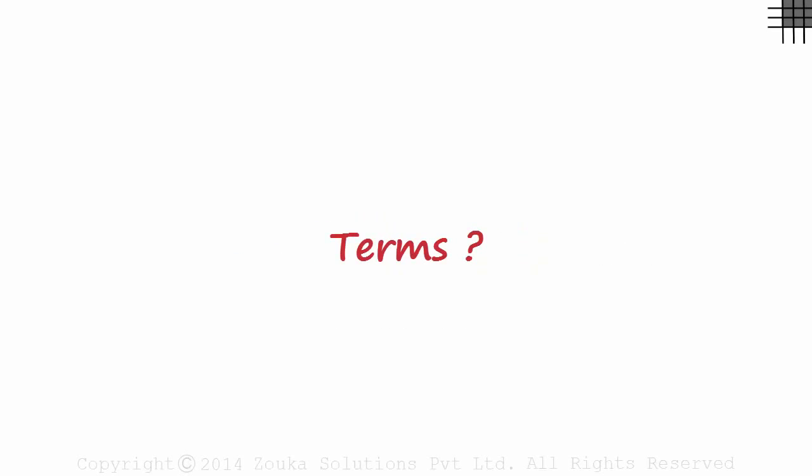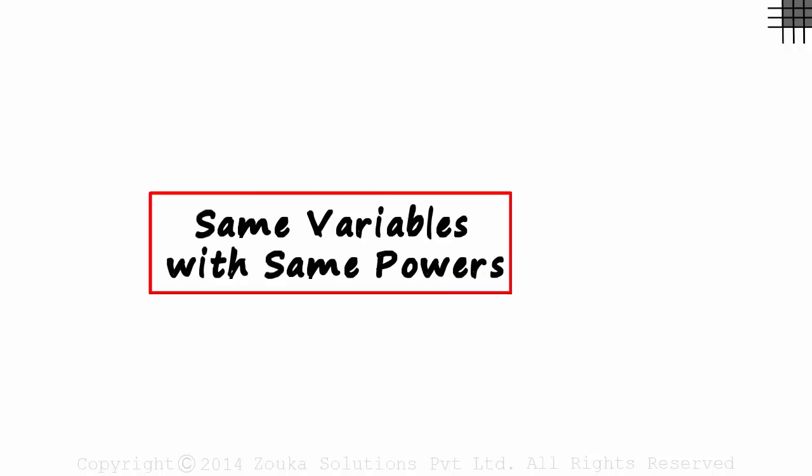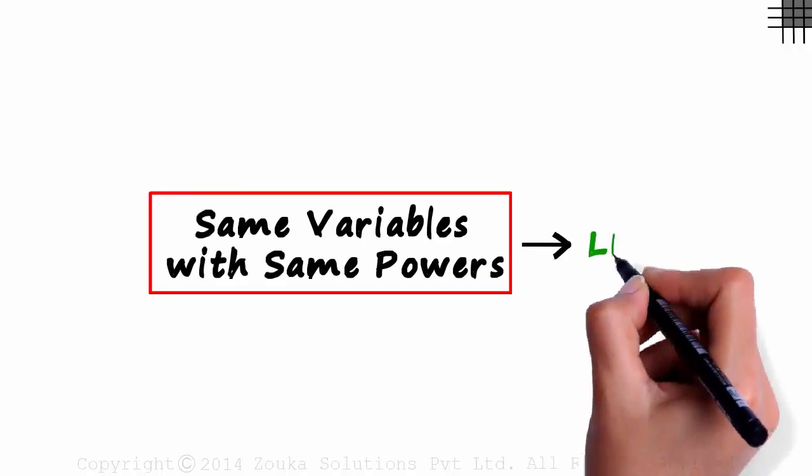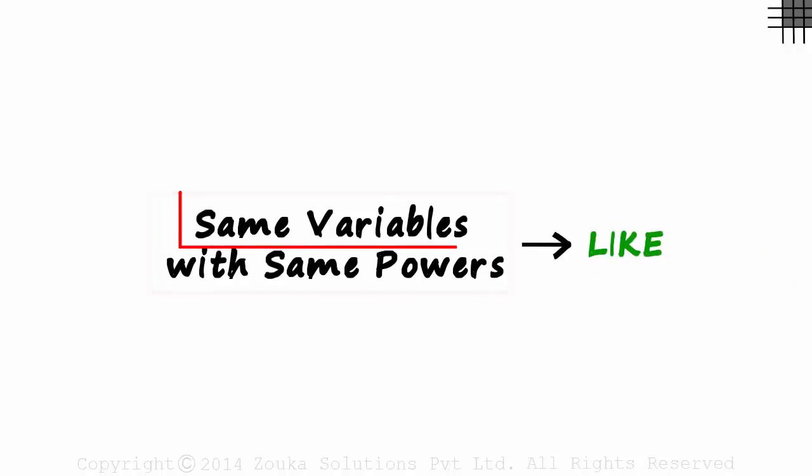What are the different types of terms we have in algebraic expressions? If two terms have the same variables with the same powers, they are called like terms. Same variables and same powers.